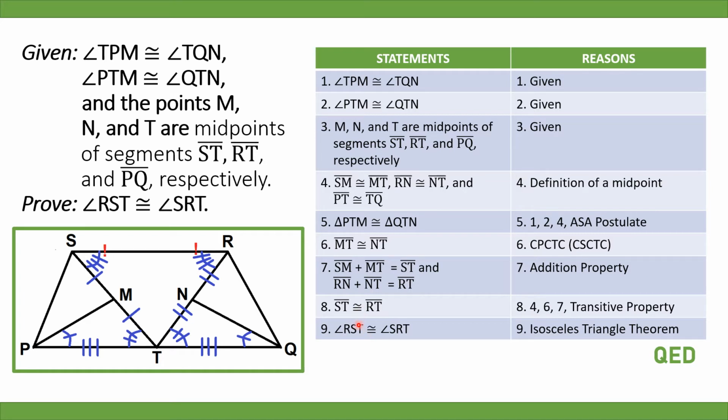Statement 8. Line segment ST is congruent to line segment RT by the 4, 6, and 7 transitive property. Finally, our conclusion is arrived at. Angle RST is congruent to angle SRT by the isosceles triangle theorem. QED.